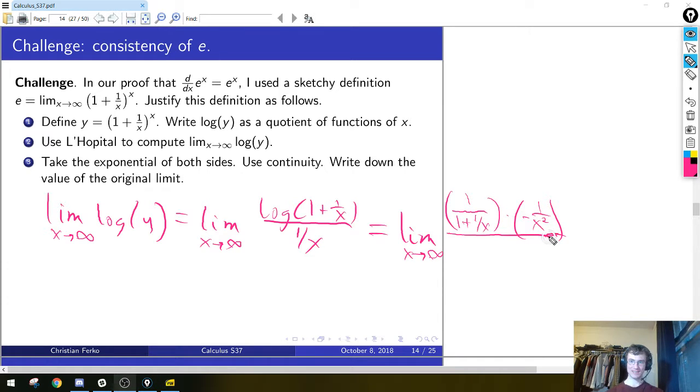We are also taking the derivative of the bottom to get negative 1 over x squared. Good, good, good.